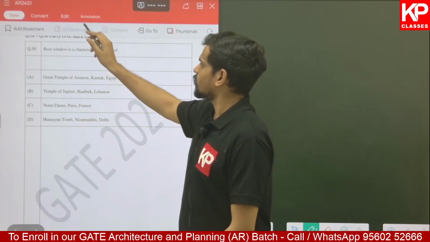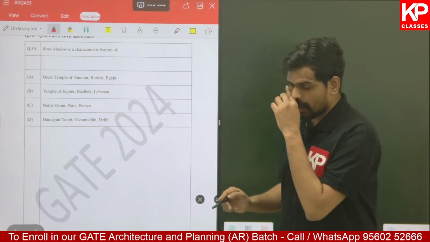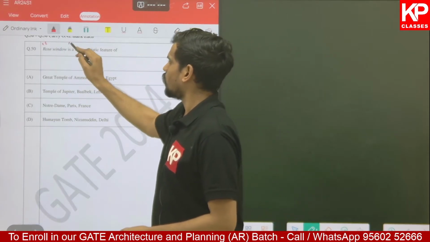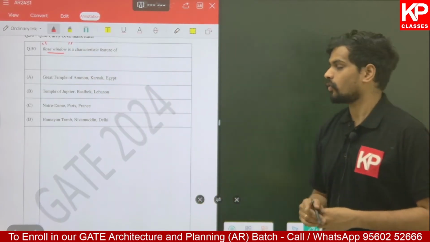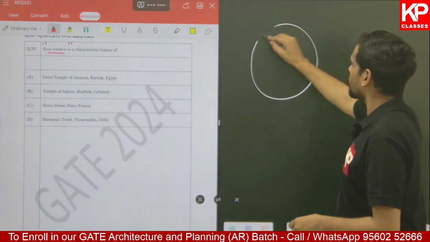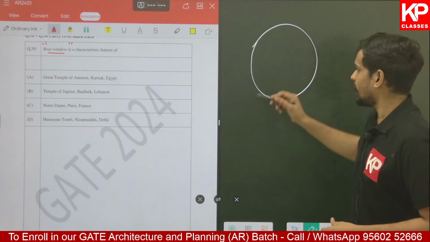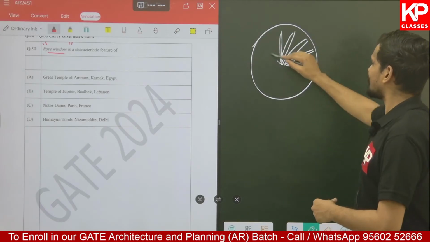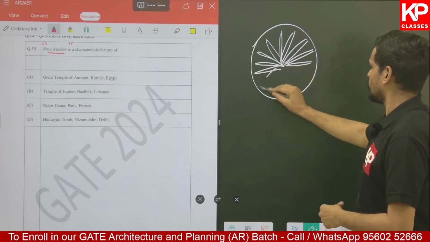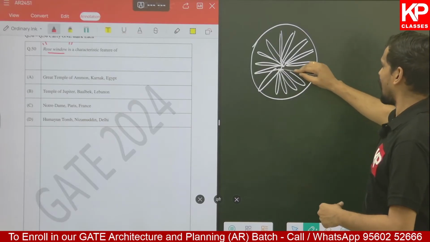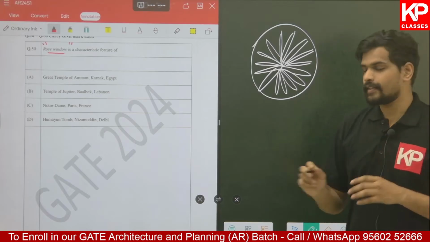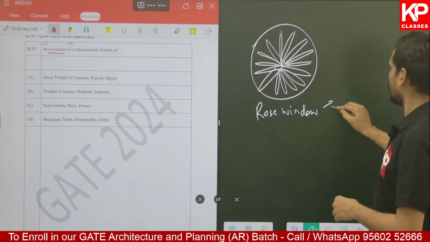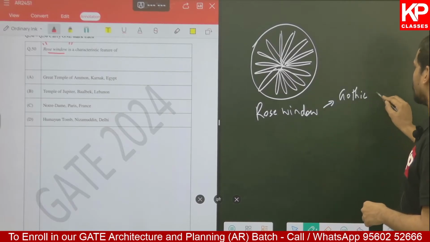Starting with this first question, this was a 1 mark multiple choice question. Rose window is a characteristic feature of. So I'm sure you all are aware of what a rose window is. A rose window is a type of circular window which is typically seen on the entrance. It is designed with colorful glasses and with tracery patterns, which are generally decorative stonework patterns, which you see on top of the entrance. These circular windows are called rose windows, which is a characteristic feature of Gothic architecture, the Gothic style of church.